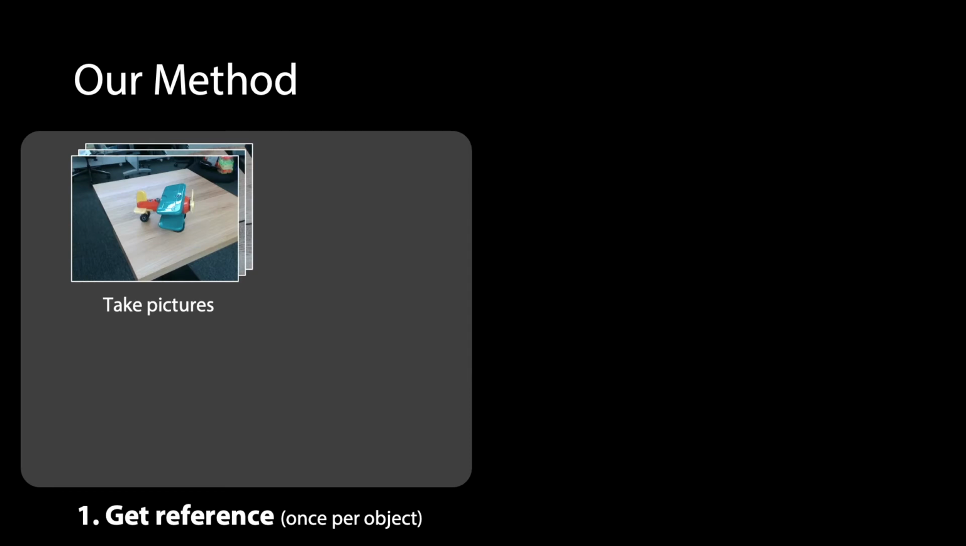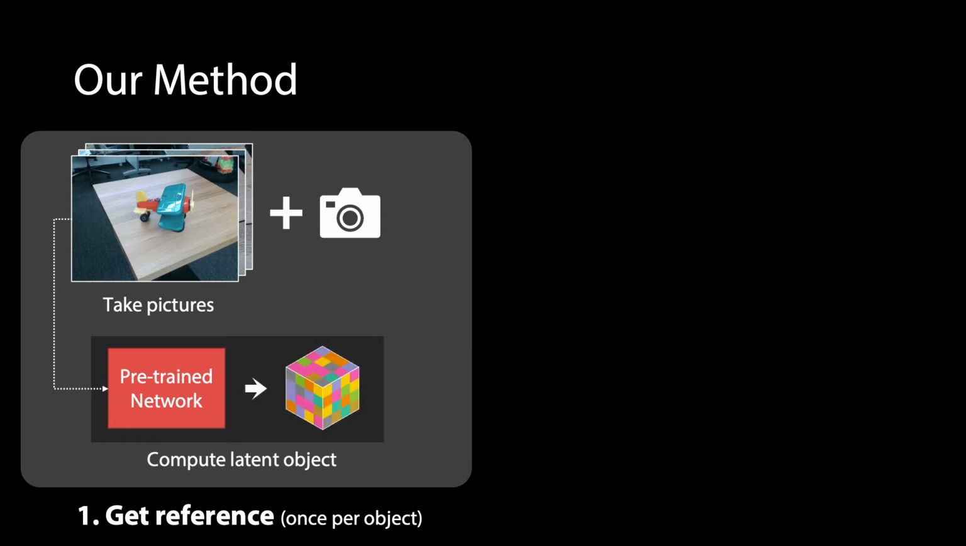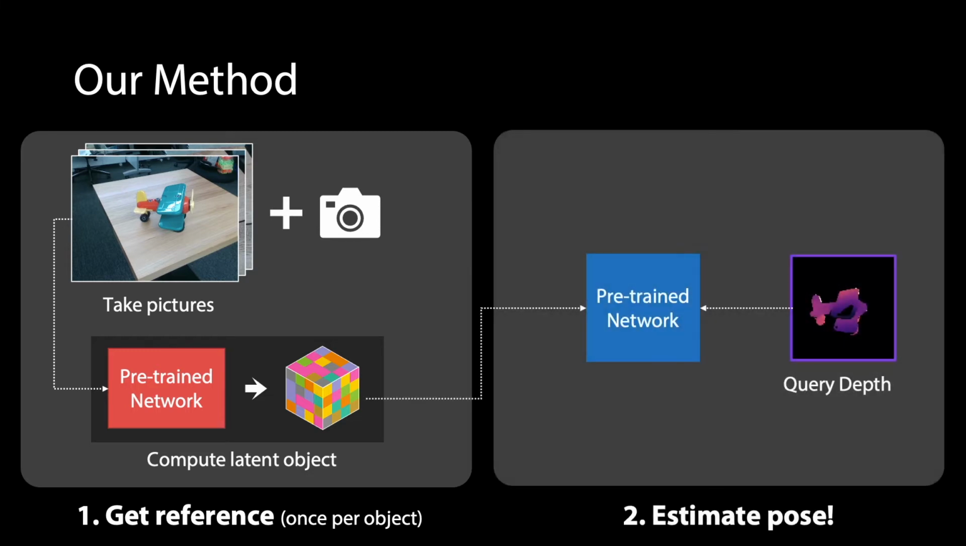To add a new object, you first take some pictures of the object and calculate the relative poses. Our network uses these images to create a latent representation of the object. This only needs to be done once per object. Once you've done the first step, you can use our second stage network to directly predict the pose in a scene.